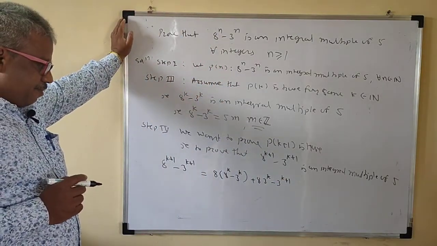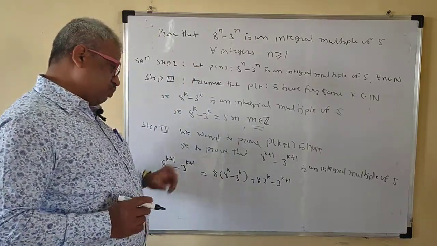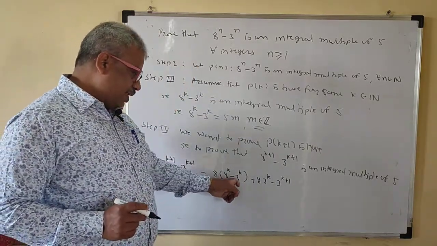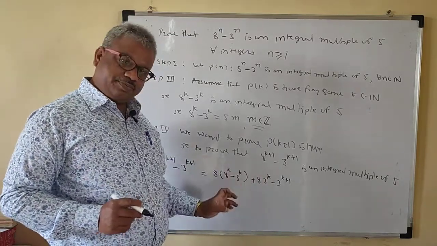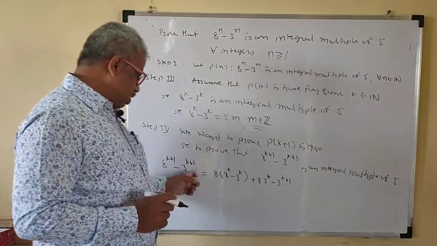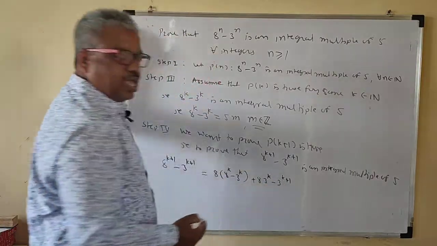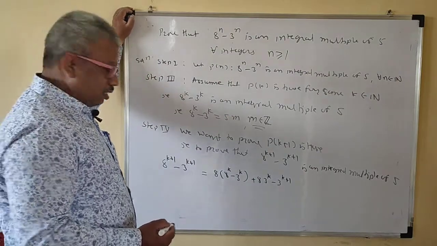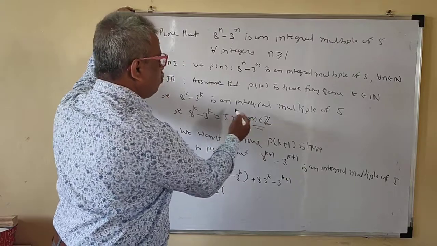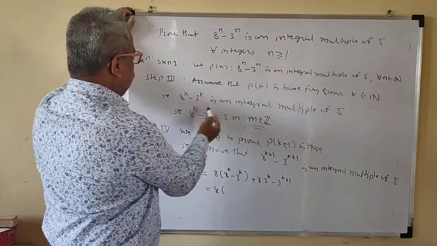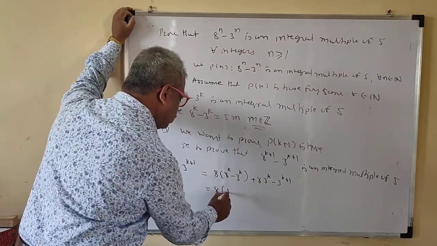See here, if you simplify this, we get 8 raised to k plus 1 is there. Minus 8 into 3 raised to k and plus 8 into 3 raised to k will get cancelled, right? And minus 3 raised to k plus 1, that means both the sides are now the same. Now how can I write this? 8 raised to k minus 3 raised to k is 5m, which I have written already. I can write this as 5m now.